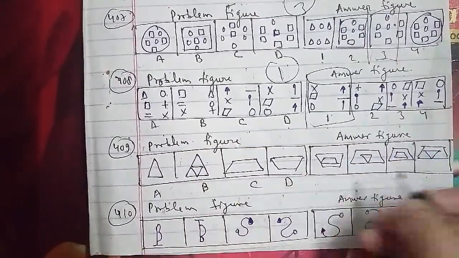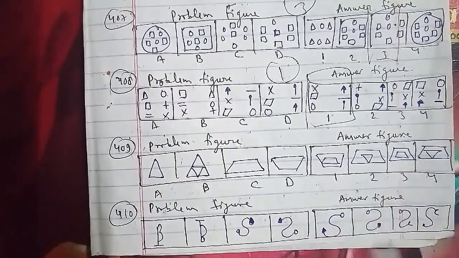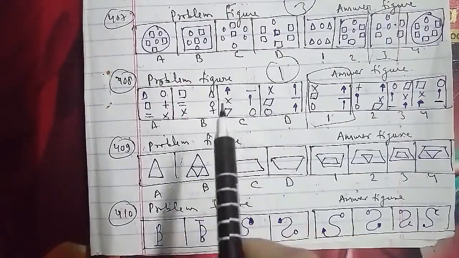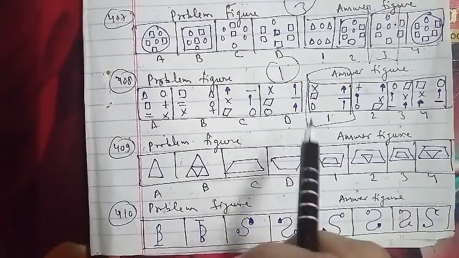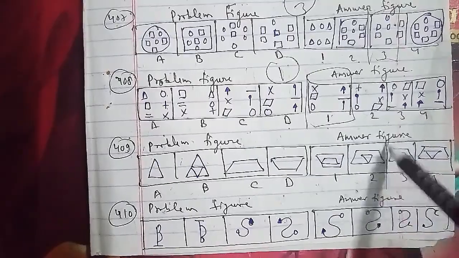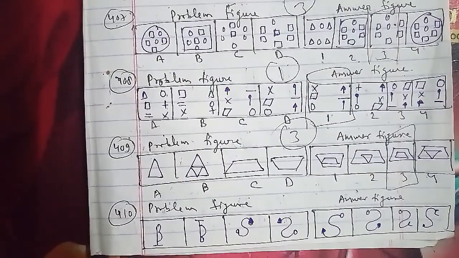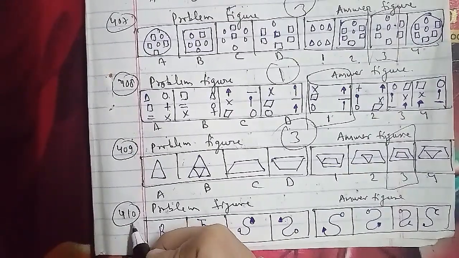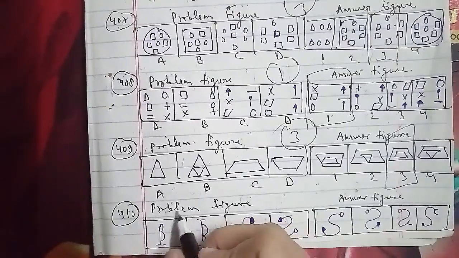We'll go ahead with the next one, which is the 410th question of the session, that we have to talk about as well. These are the problem figures and these were the answer figures, named A, B, C, D, and 1, 2, 3 and 4 respectively. In the same case, figure A is inverted to get figure B. So we can say that figure 2 will be the right answer for this question as well.